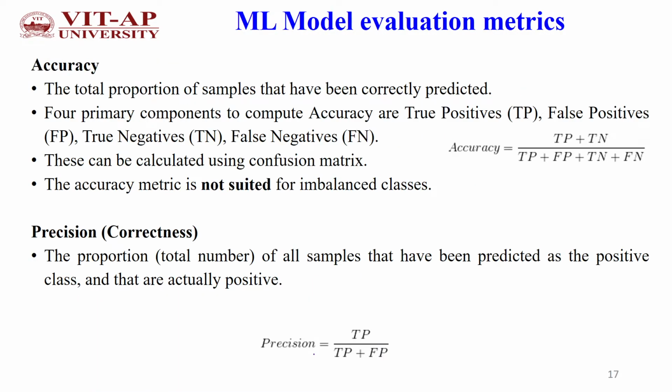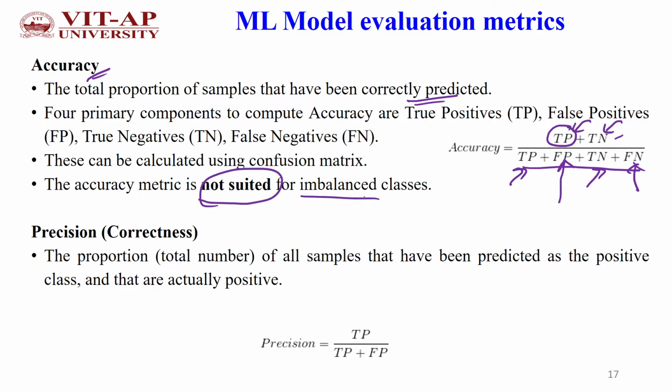Then accuracy is the total number of samples correctly predicted. That means true positives plus true negatives divided by all the samples. Correctly identified positives as positive plus negatives as negative, divided by correctly identified positives, correctly identified negatives, this one falsely identified as positives, this one falsely identified as negatives. So this is the accuracy, but it is not suited for imbalanced classes, an imbalanced data set.